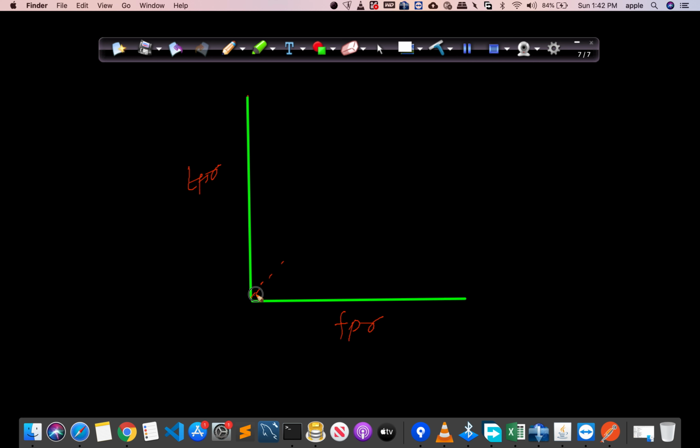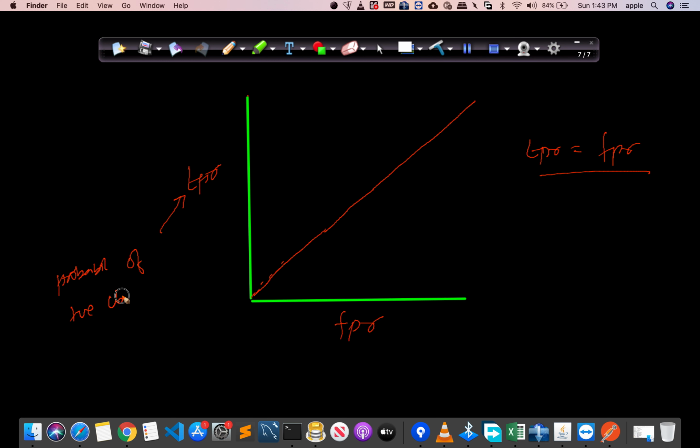Okay, this is the diagonal. This means that true positive rate equals false positive rate. So what actually is the true positive rate? You can think of it as the probability of positive classification. This gives us a sense of the probability that our model will give a positive result upon being given a test data point.